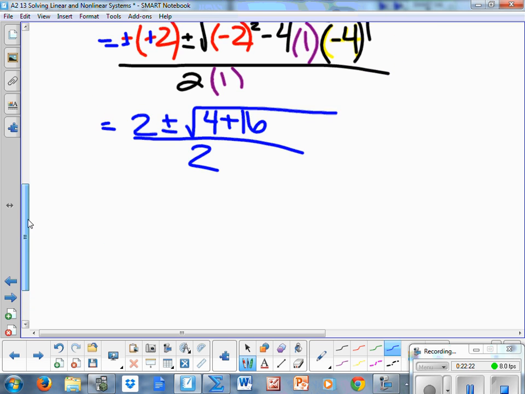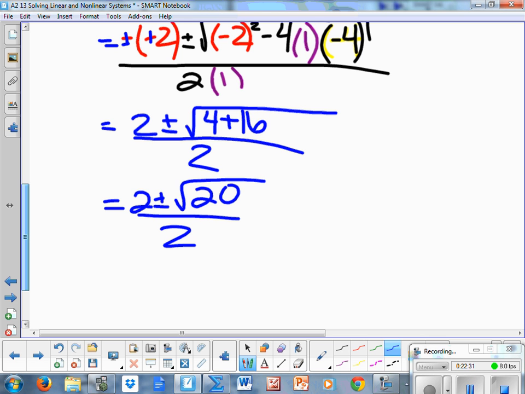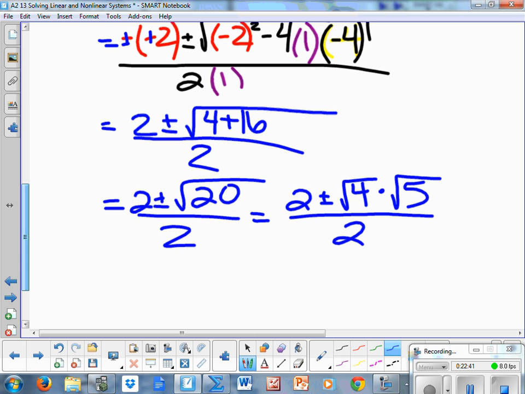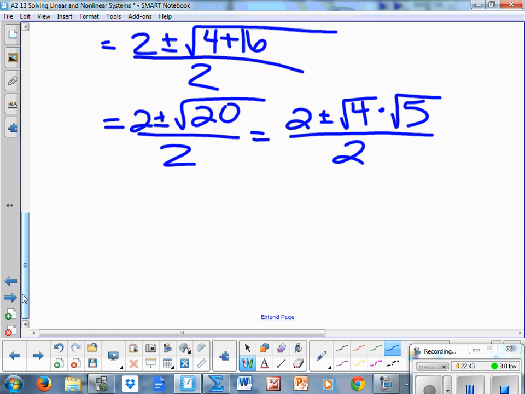Then we get 2 plus or minus the square root of 20 over 2. Now I can rewrite this, because 20 has a factor that's a perfect square. That's my 4. I need to simplify this as much as possible. I can't leave it as the square root of 20, because there is a simpler way to write that. I can go even further.